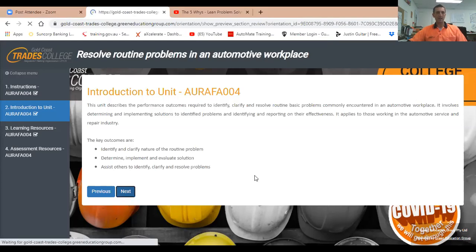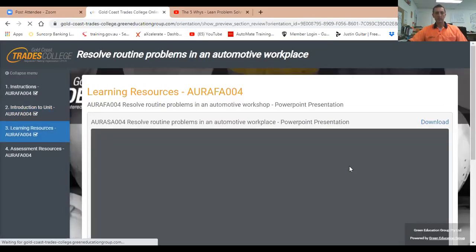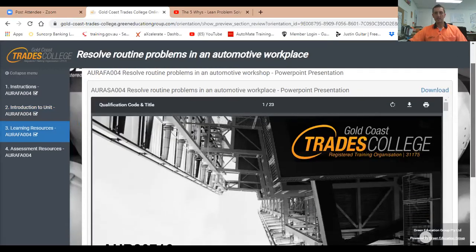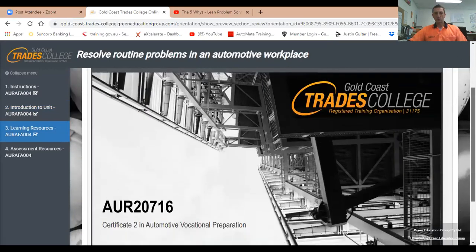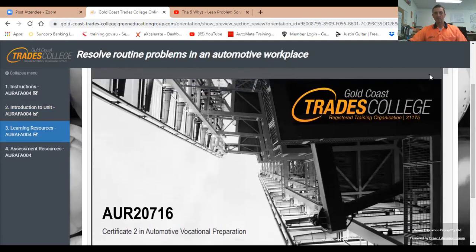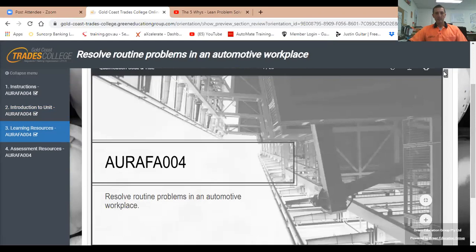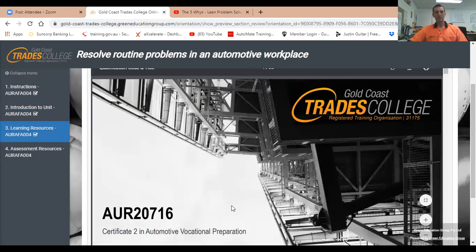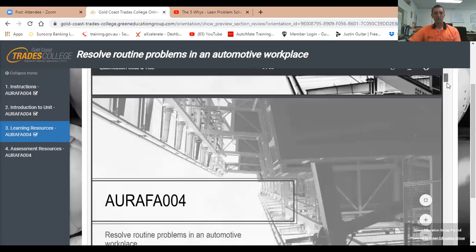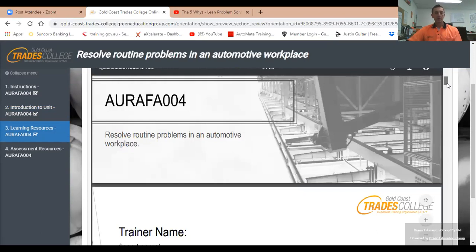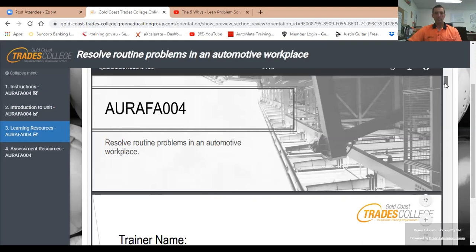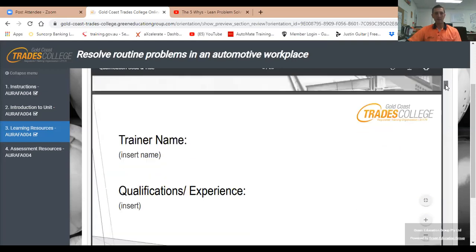So I'm just going to move into the learner resource now for this particular unit. I've got a PowerPoint presentation here. So let's just have a look at the first few pages as we scroll down. Now, this particular unit is part of the Certificate 2 in Automotive Vocational Preparation. This is one of the core units that we have to train. And I think problem-solving experience or problem-solving methods and ideas are much valued in today's business and working life.